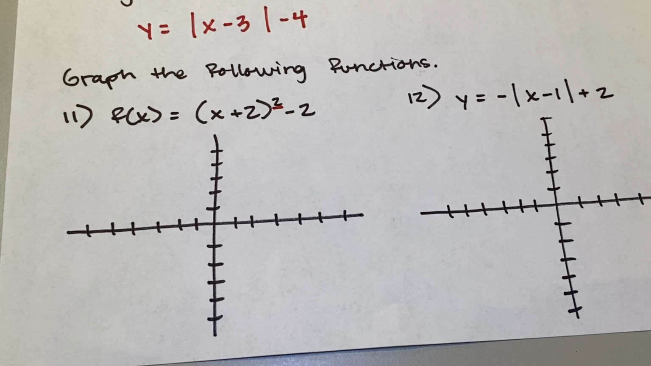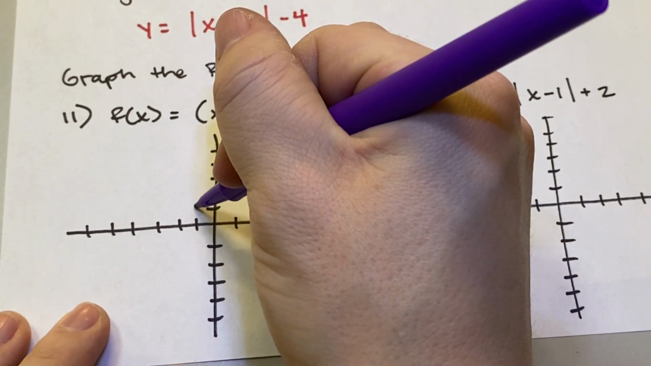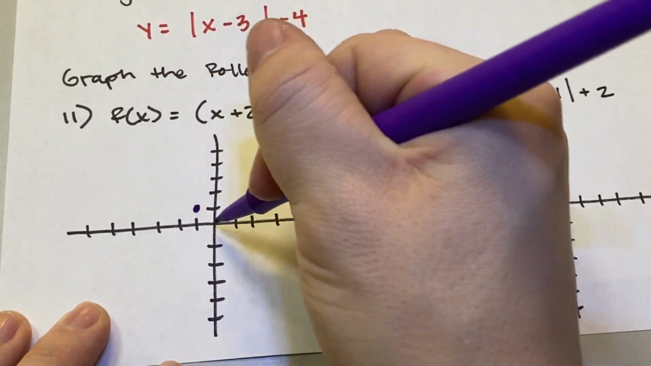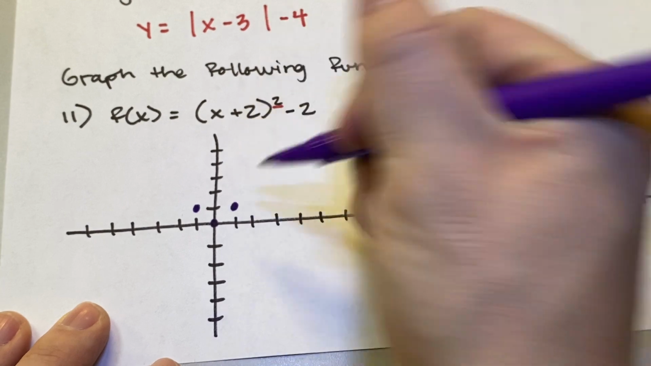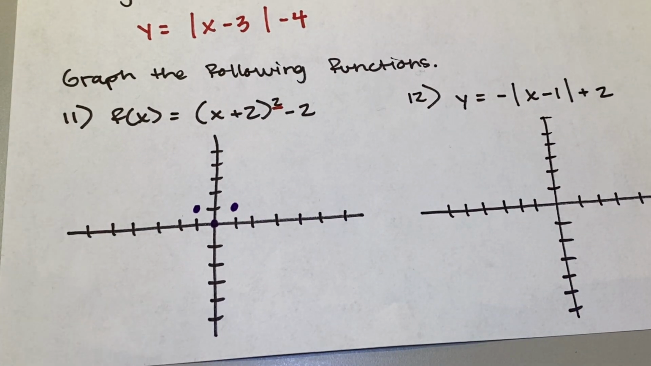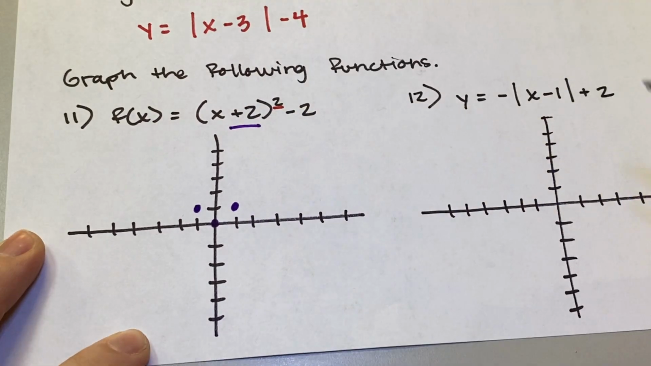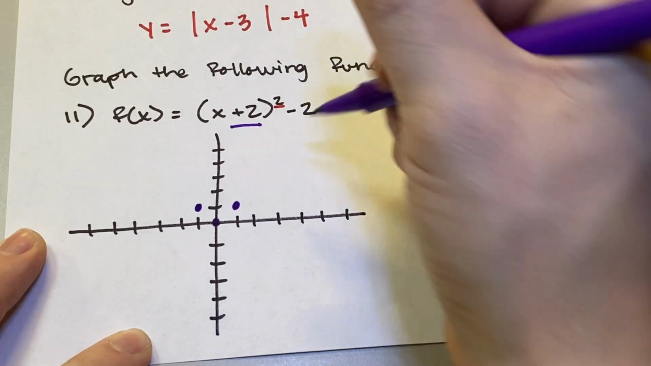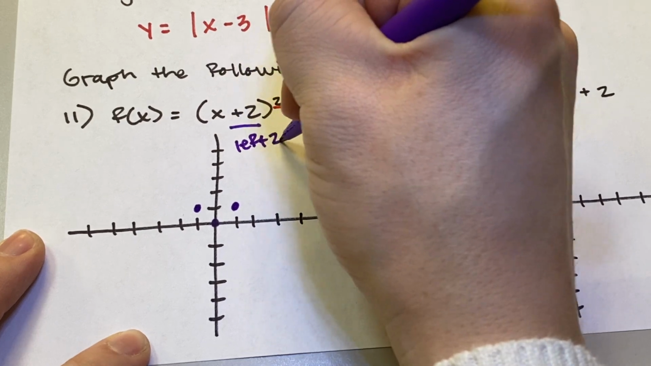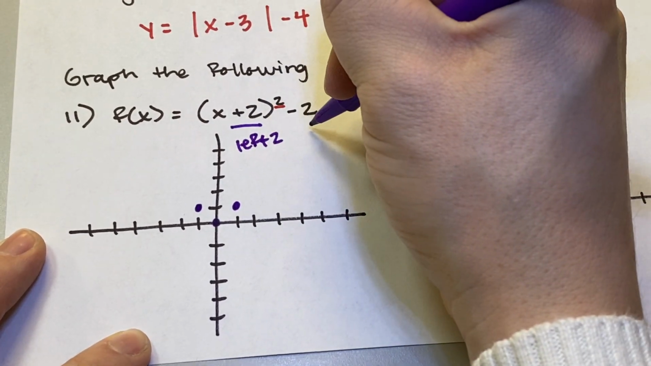I'm gonna actually put those on the graph. -1, 1, 0, 0, and 1, 1. These are the parent function points, so don't connect them. Just put them on your graph. Now we're gonna move them. Okay, they've been transformed. How am I going to move these guys? Inside is left and right. Left 2.